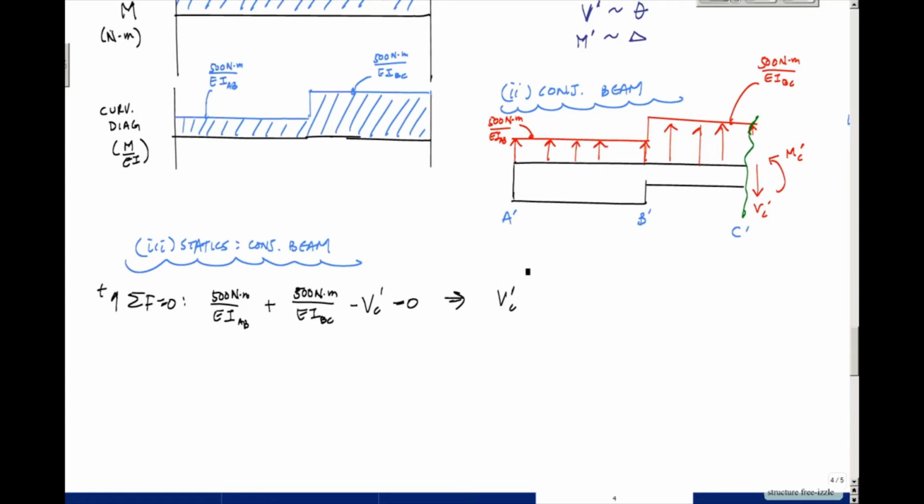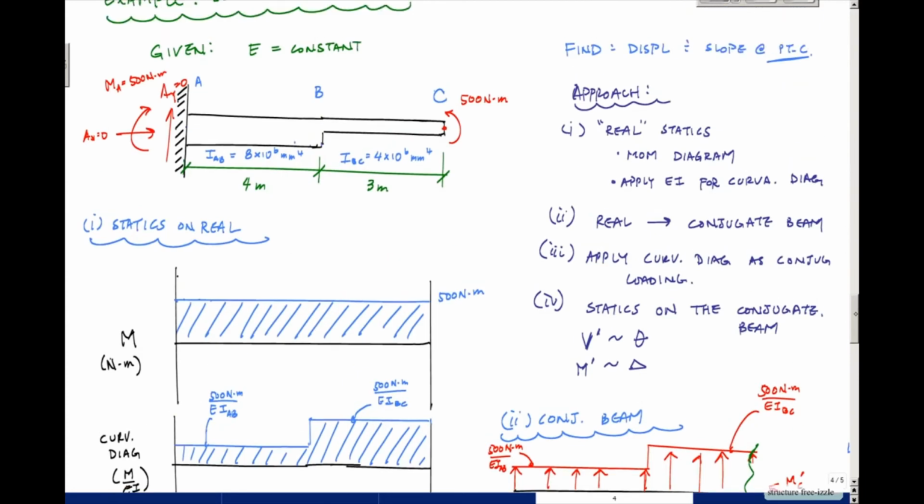Whoa, I almost made some big mistakes here. Don't forget the lengths. These are like distributed loads, right? So hopefully some of you were catching me as I made that mistake. This is 3 meters. So this should be a times 4 meters here, times 3 meters here. And that would tell me that VC prime is actually equal to 2,000 Newton meters over EIAB plus 1,500 Newton meters over EIBC.